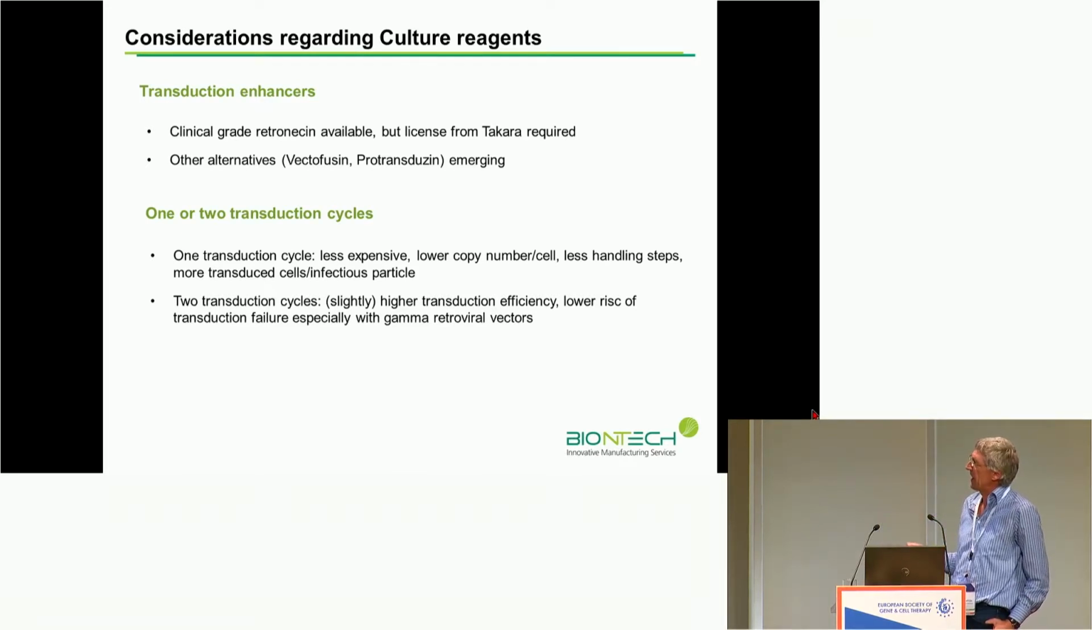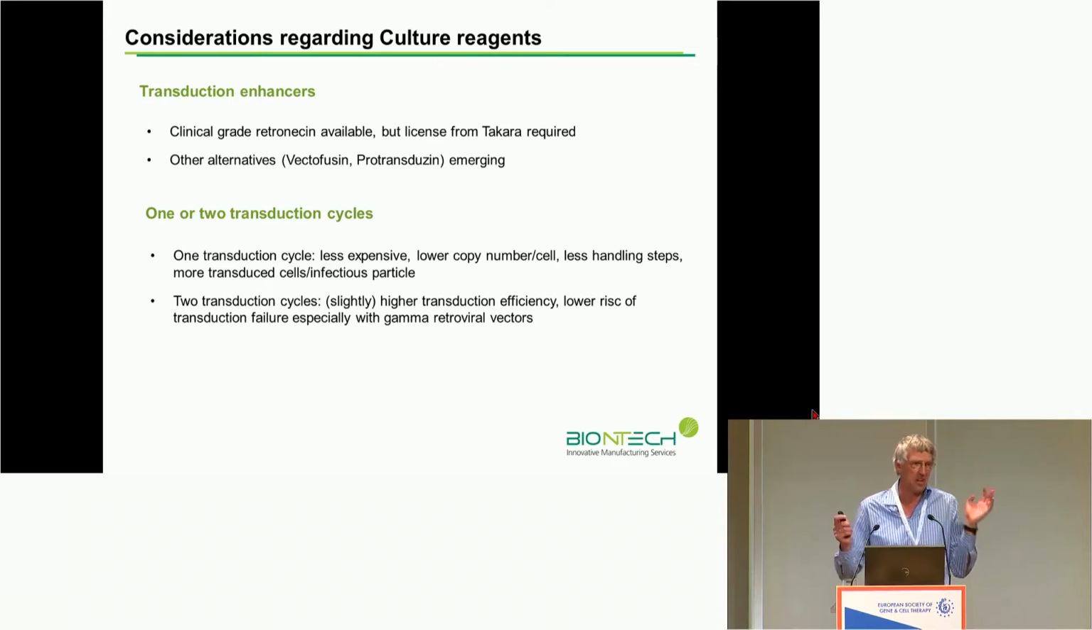Then about the transduction cycle. Obviously one transduction cycle is less expensive. You use only half of the vector batch. You have a lower copy number per cell, which for safety reasons is good. You have fewer handling steps, and you get more transduced cells per infectious particle, because normally a typical transduction would look like you have, let's say, 30% after the first transduction step and maybe 35 to 40 after the second with the same MOI. So you get more transduction per infectious particle with one.